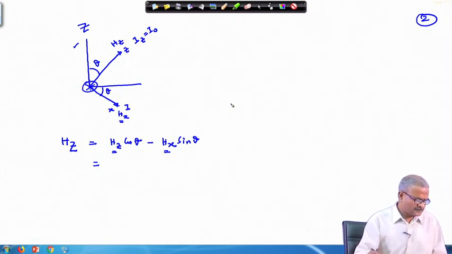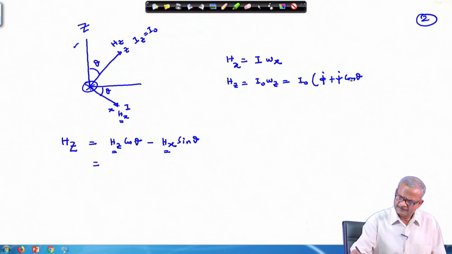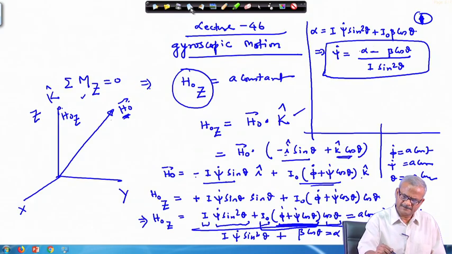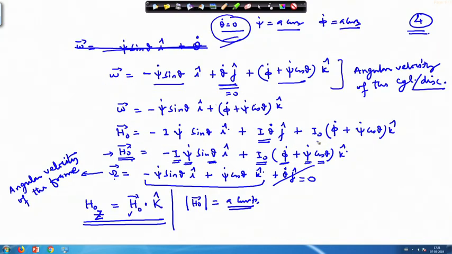Okay. So, we have here h x equal to I times omega x, we need to insert this, and similarly H z equal to I 0 times omega z, and this quantity is I 0 times phi dot plus psi dot cos theta. We can go back and check. This is your vector here, this quantity, and here this part. Okay. So, this is I times psi dot sin theta.